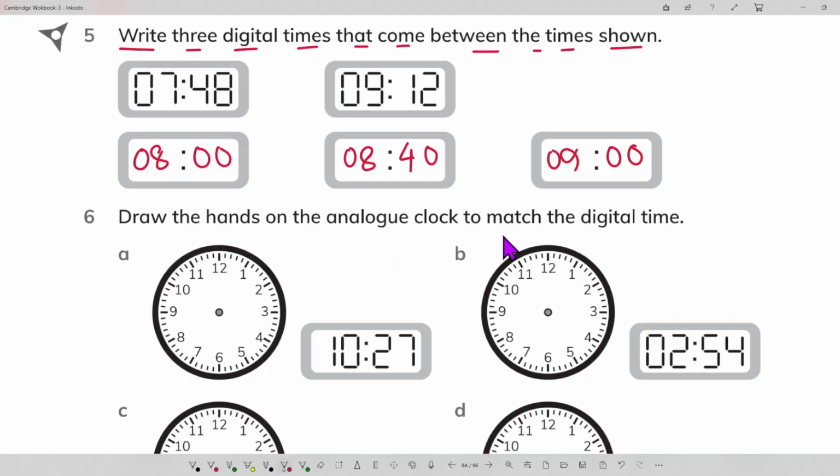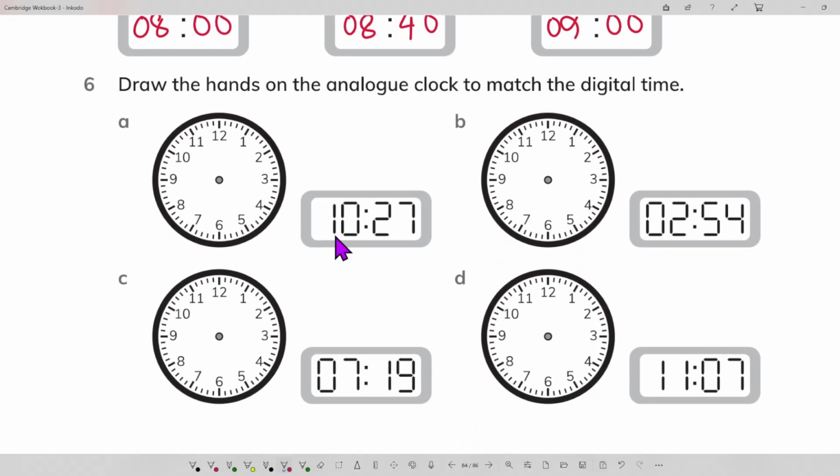Draw the hands on the analog clock to match digital times. 10:27, so this is 10, then 27. This is 25, 26, 27, it means here. Now 2:54, 2 and 54. This is 55, just one stick before. 7:19, this is 7, and this is 19. 11:07, this is 11 and 7, it means this is 5, then 6, 7.